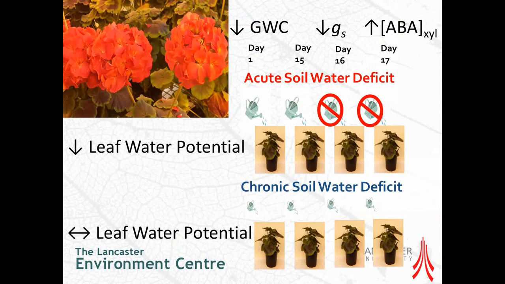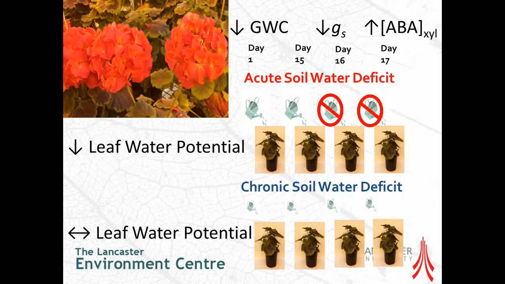So in terms of thinking about our control systems, in both these two different treatments, we got a decrease in soil water content or gravimetric water content, a decrease in stomatal conductance, an increase in xylem ABA concentration. But the response of leaf water potential was very different in these two treatments.